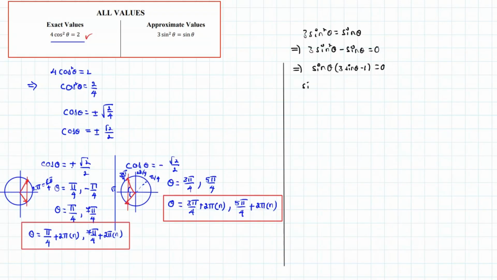So we have to find all the values, so we have to add the period of this sine function. Since the sine function has the period 2 pi, we have to add multiples of 2 pi n to 0 and to pi. Therefore the solutions are theta equal to 2 pi n and pi plus 2 pi n.